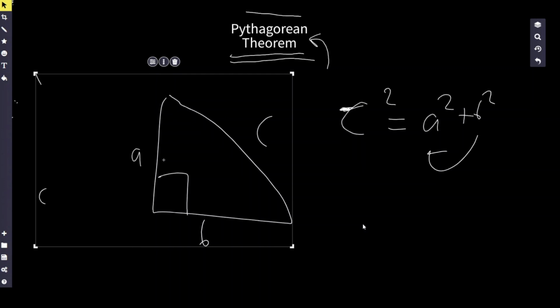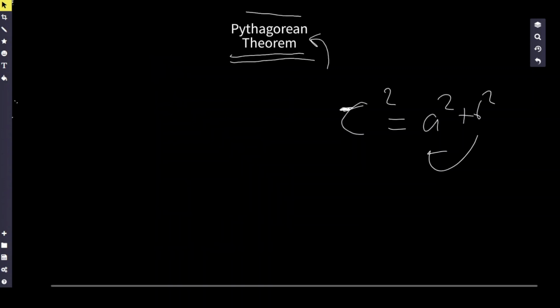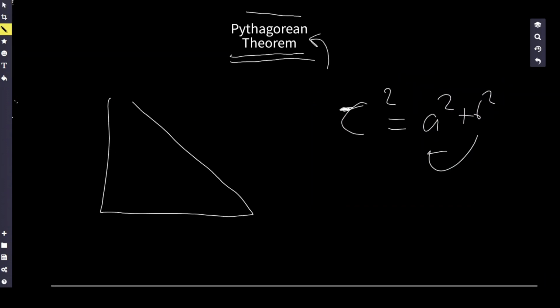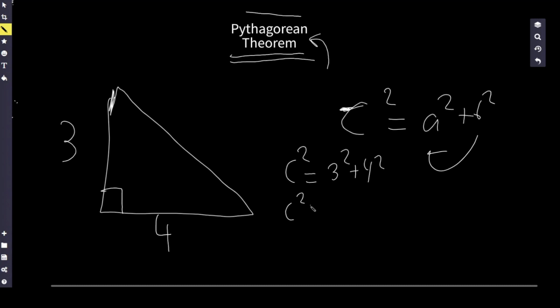But let's move on to some examples here. Okay, so let's say we have this length being 3, and this being 4. Now, how can we solve for this larger length? Well, we can just plug that in. So the larger length C squared is equal to 3 squared plus 4 squared, or C squared is equal to 9 plus 16, or C squared equals 25. So if C squared equals 25, then C equals 5.